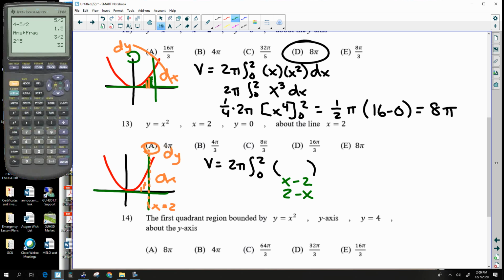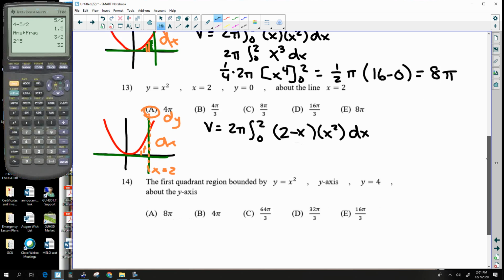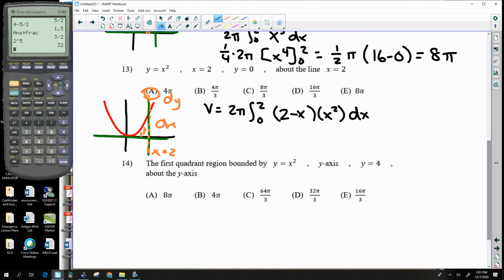So if I want this to be a positive number, I would have to choose that version of this part of the problem. So this is going to be 2 minus x. And then it's just the function just as it normally is. So this is going to be 2x squared minus x to the 3rd.